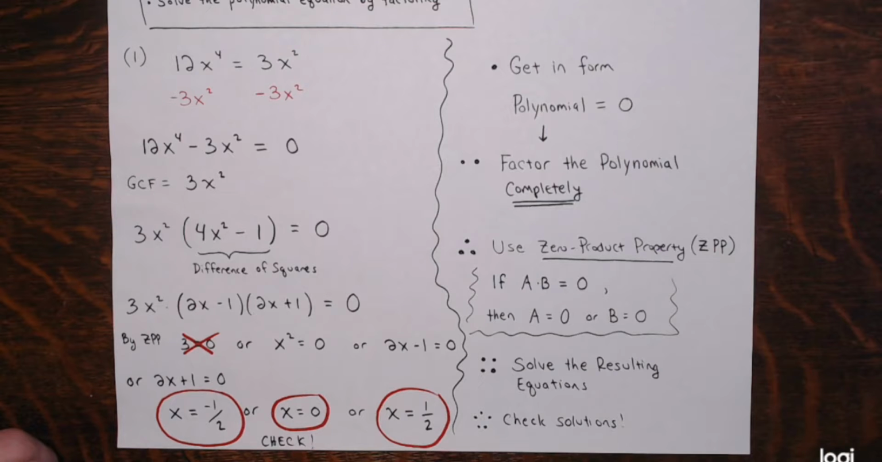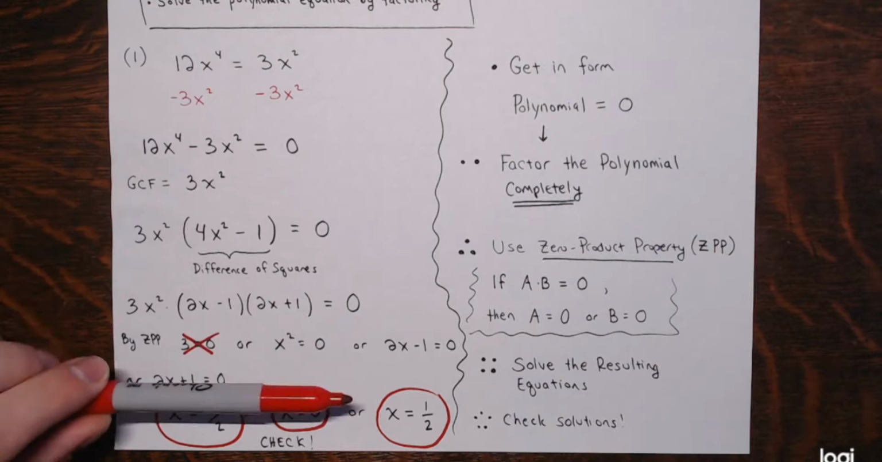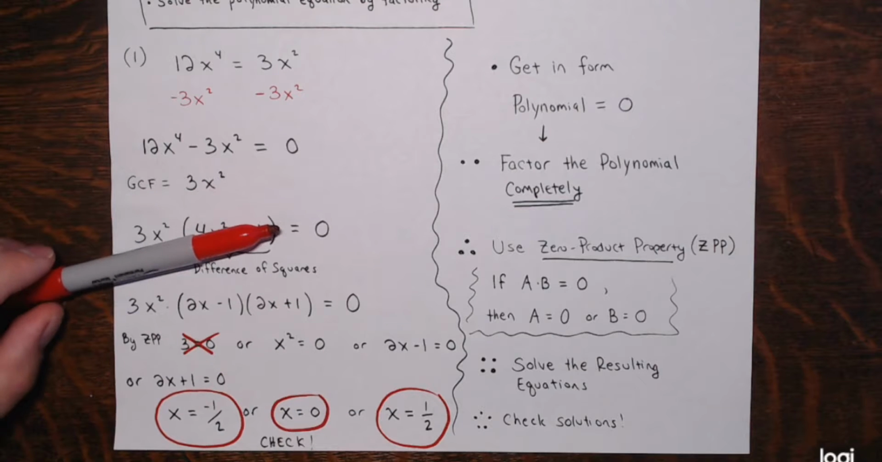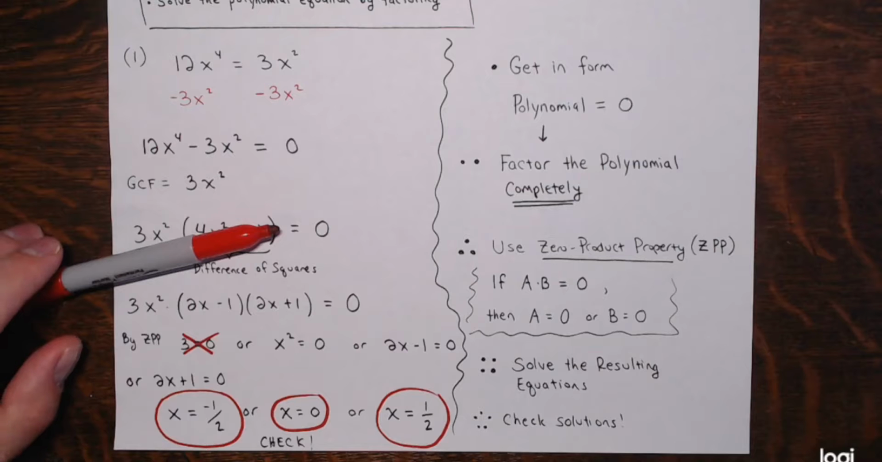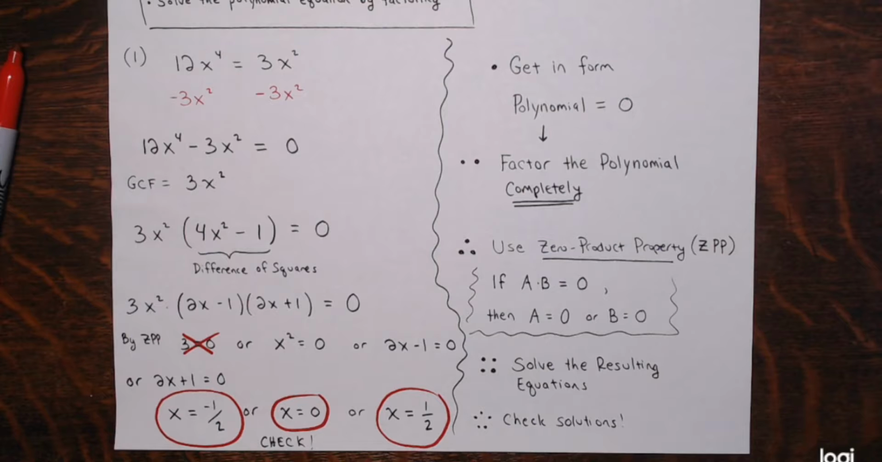But if you count how many times solutions repeat as well, the degree of a polynomial equation should be how many complex solutions you get. And remember, real numbers are complex, just with a 0 imaginary part. Great, so negative 1/2, 0, and positive 1/2. Excellent. And this is all I'm going to be doing for the entire video.